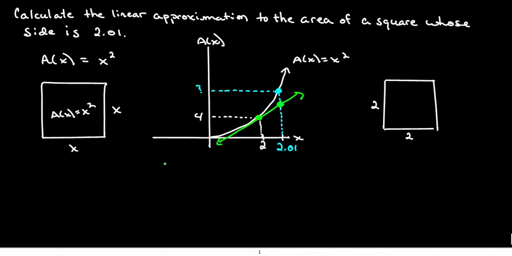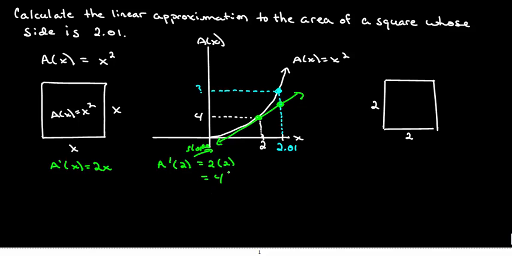So how we do that is, first we have to find f prime at 2, because that gives us the slope of that green line. So f prime at 2, well, I put f in there, I should have put A. I need to be consistent with my notation here. Okay, so A prime at 2, well, A prime of x is equal to 2x. So A prime at 2 is 2 times 2, which is 4. So the slope here is 4.